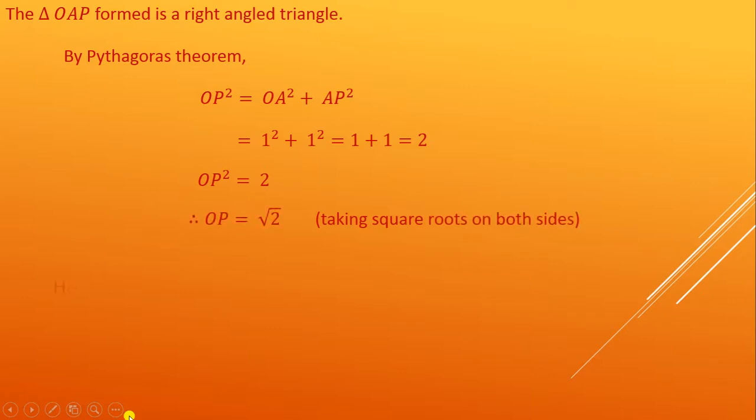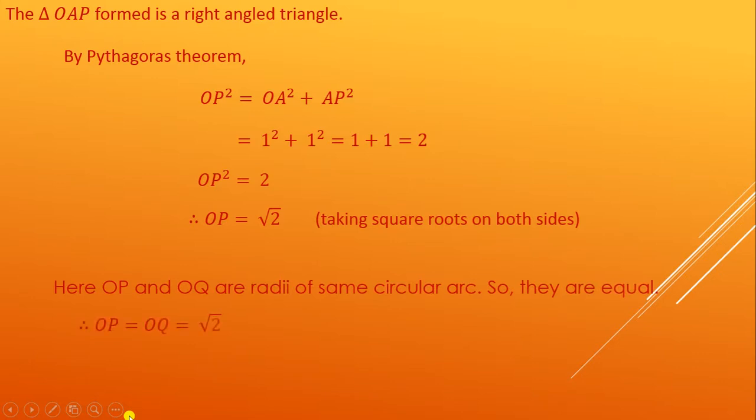Here OP and OQ are radii of the same circular arc, so they are equal. Therefore OP is equal to OQ is equal to square root of 2. That is, point Q indicates the number square root of 2.